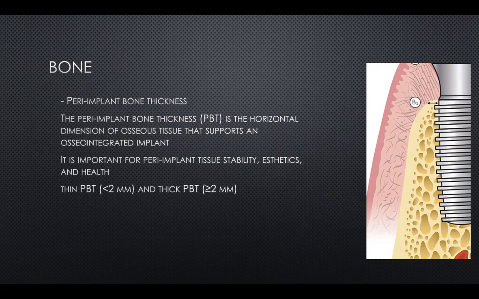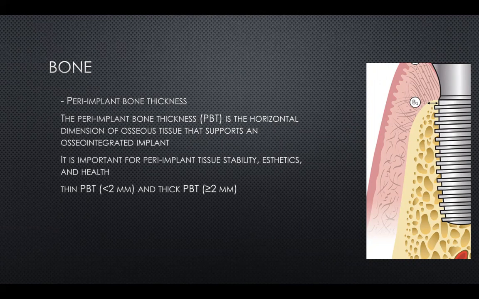phenotype or tissue phenotype? It's the bone. And the bone thickness is the horizontal dimension of the osseous tissue that supports an osseointegrated implant, and this is the bone thickness from the implant surface to the outer surface of the bone. And it's very important for peri-implant tissue stability, esthetics, and health. So the bone also affects the soft tissue and dictates how the soft tissue looks as well. So the relationship between the bone and soft tissue is complicated and it's interactive.